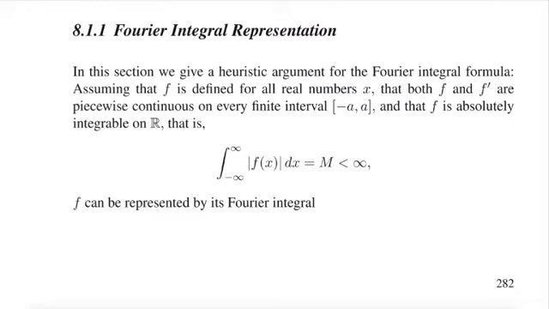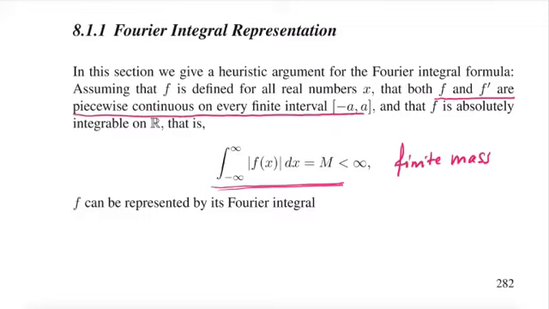There's one condition we need, which is that the integral over the absolute value of f is bounded. We often call this the finite mass condition. It just means if you integrate over the entire function, then you get a finite value. Okay. There are two technical conditions. Both f and f prime are piecewise continuous on every finite subinterval minus a to a.